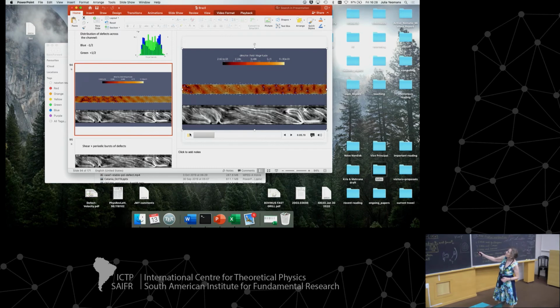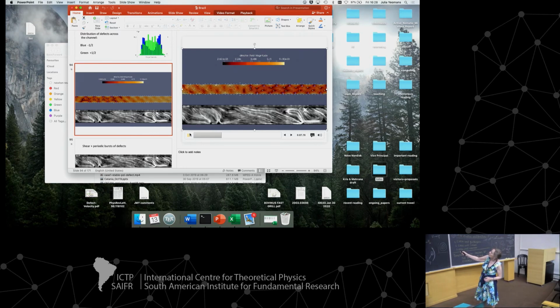Okay, so these are the simulations, in fact. What you see is you suddenly get loads of topological defects. I really wanted to play this one first, but I'm not sure it's going to do it. You suddenly get these defects appearing. You get shear flow, and then you suddenly get the defects appearing.